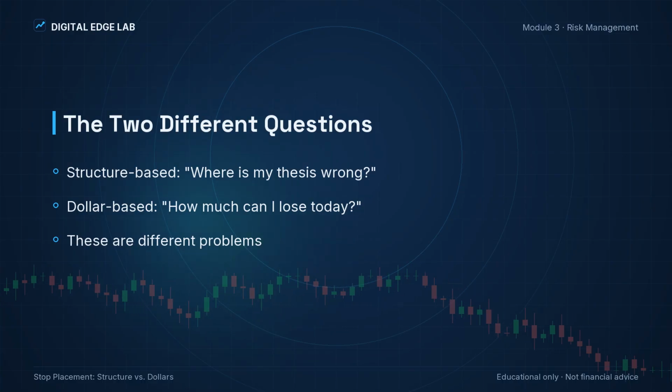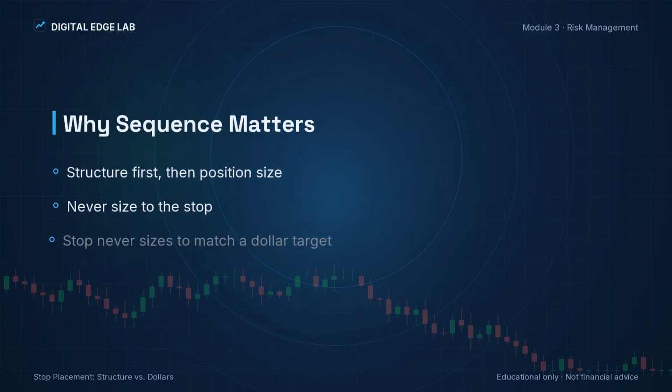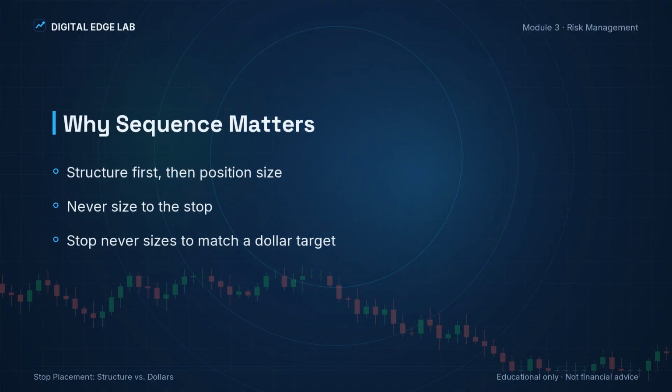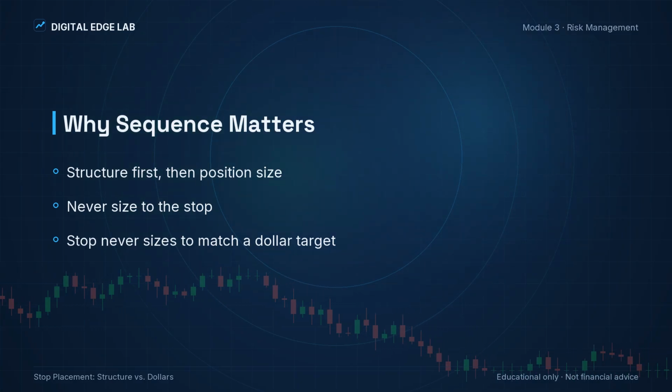The right order is: 1. Identify the structural invalidation level on your chart. 2. Measure how many points that is from your entry. 3. Use the position sizing formula to calculate how many contracts fit your dollar risk budget at that stop distance.